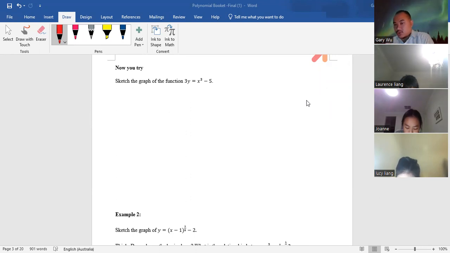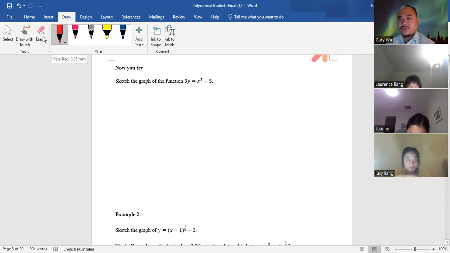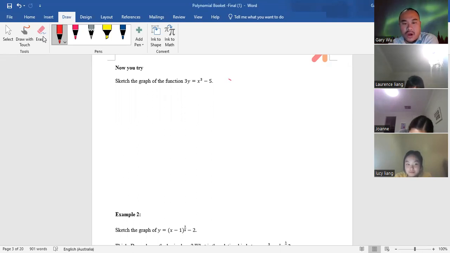All right, so let's talk about it. With this one, first of all, I see 3y equals something, right? So what should I do first? Lucy, can you tell us what we should do first? Because this is not y equals something, it's 3y equals something. Divide it by 3. Okay, so therefore y equals 1 over 3 x cubed minus 5 over 3.